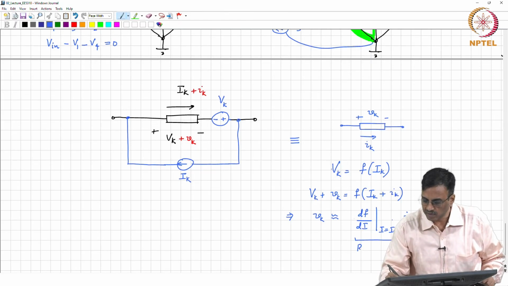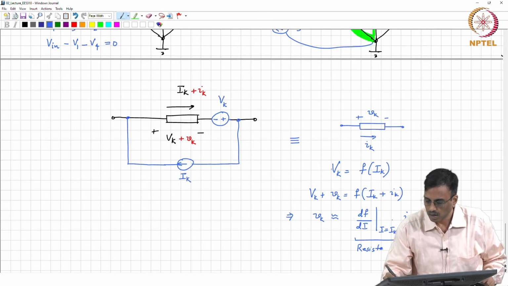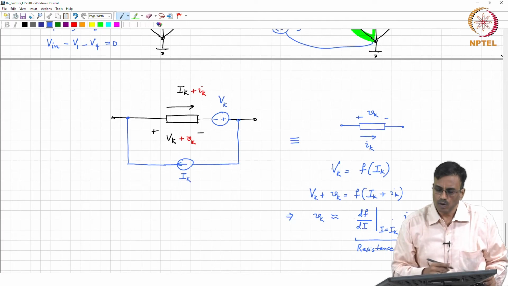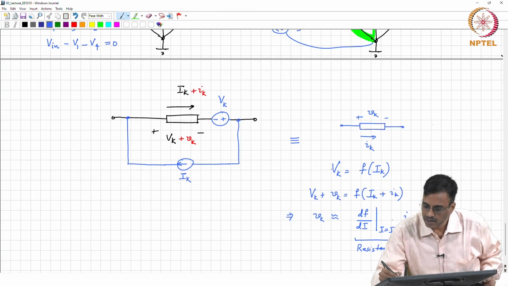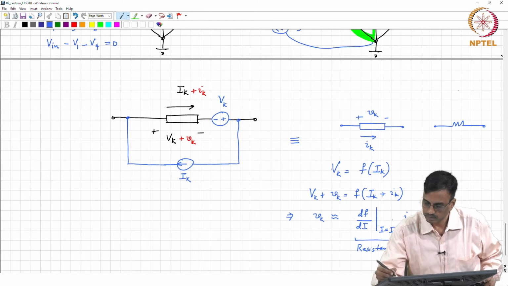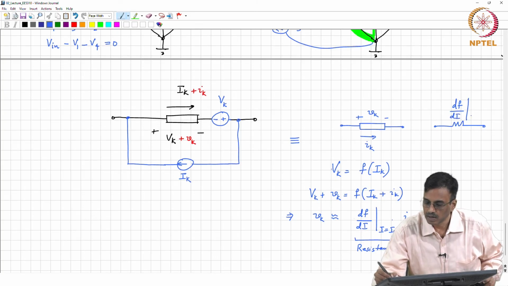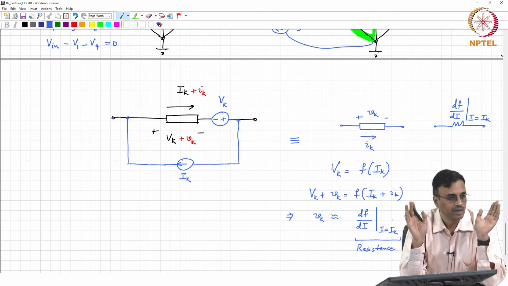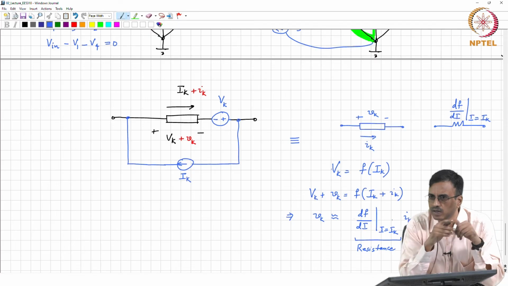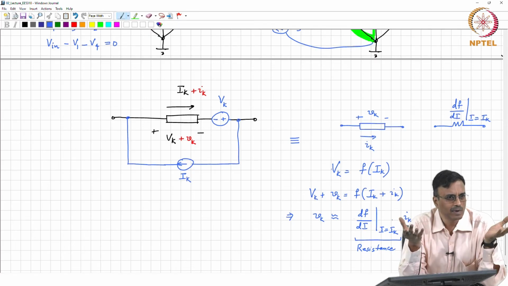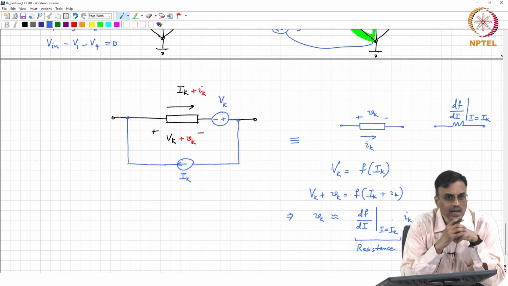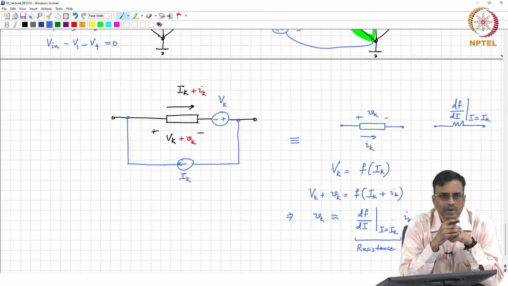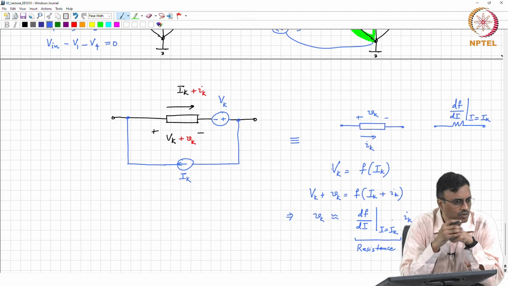This has got dimensions of resistance, and therefore, this can be replaced by a resistor of value df by di evaluated at I equal to Ik. Does it make sense? We did this in the special case of a diode yesterday, but this is now true, as perhaps not surprisingly, for an arbitrary nonlinear network where you have all sorts of nonlinear components.